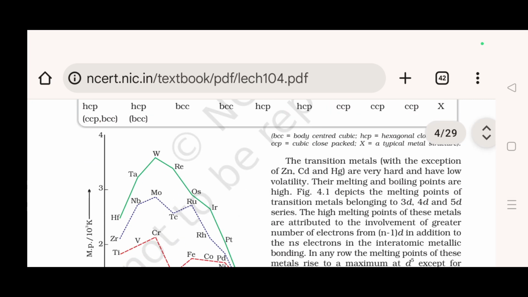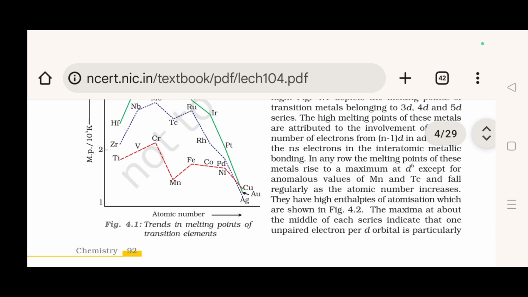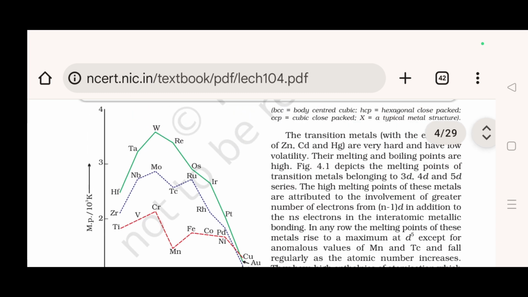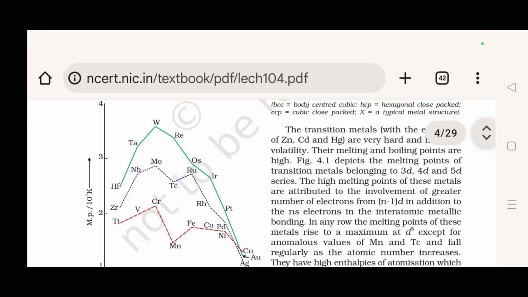The transition metals, with the exception of zinc, cadmium and mercury, are very hard and have low volatility. Their melting and boiling points are high. Figure 4.1 depicts the melting points of transition elements belonging to the 3d, 4d and 5d series respectively.